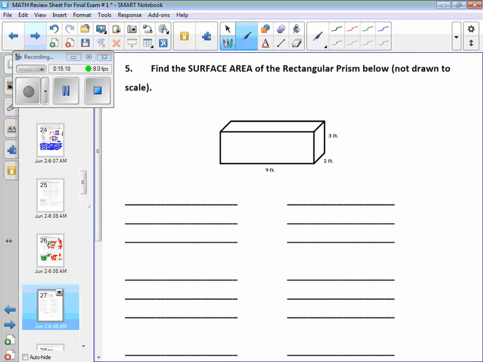Surface area, we just did it. Can I go around the room and just see the answer? Wait one second, because we may be able to skip it. I need to go over it.